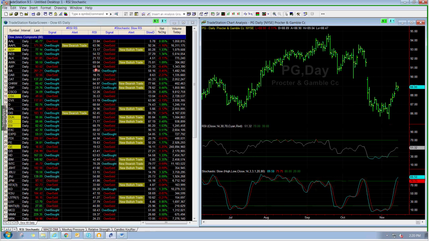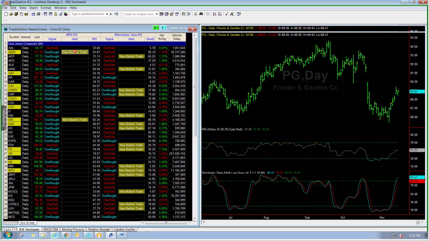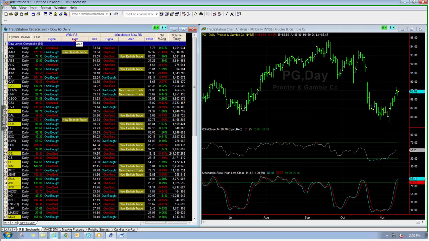This is the same RSI value that's in the chart, but here we are also giving us an indication of whether that value is oversold or overbought. So we can see very quickly which symbols are overbought or oversold based on that RSI concept. And if RSI is signaling a new bullish or bearish trade, in the alerts column, we get that gold bar with that indication. Now, again, what makes RadarScreen incredibly powerful is the ability to sort on any of these columns.